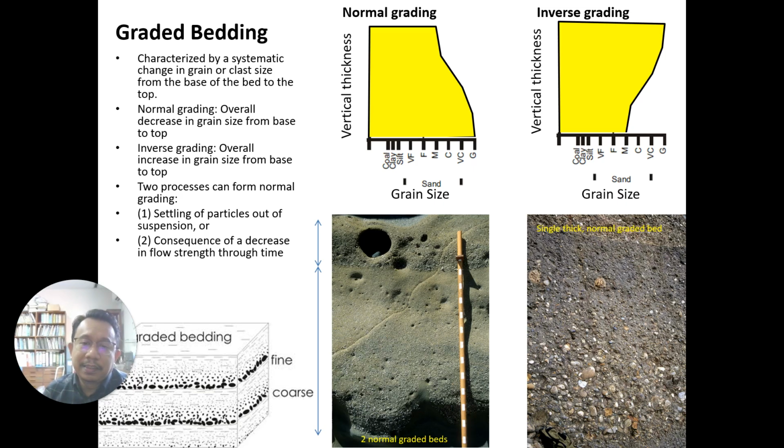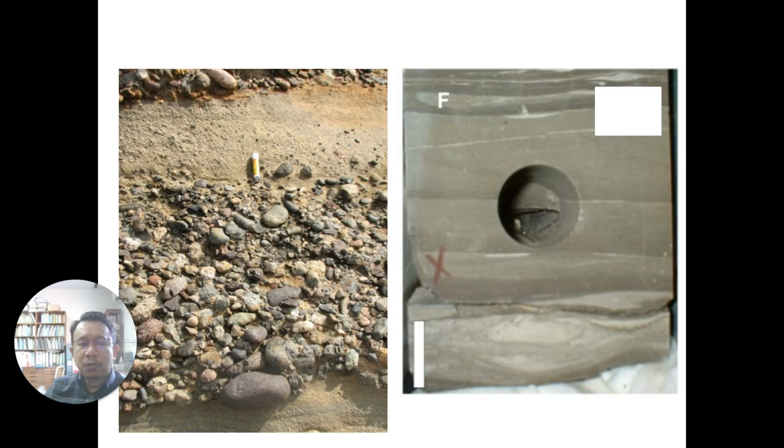Another way is, let's say you have a river flow, and you have fast flow, and during fast flow, only the coarsest grains can be falling down. But then as the flow gets slower and slower, you start to get the finer grain particles being laid down. So through a decrease in the flow strength through time, you can also get a normal graded bed. So that's a normal graded bed, but it doesn't have to be normal grading.